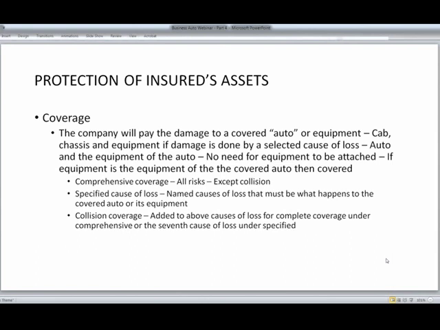So the difference is, basically to start with, the obligation of the insured. With comprehensive collision, all the insured has to say is something happened to our vehicle. If you have specified cause of loss in collision, the insured must say this happened to our vehicle, therefore we've got coverage. It's the difference in the concept of one to the other. So that's important to understand the concept differences.